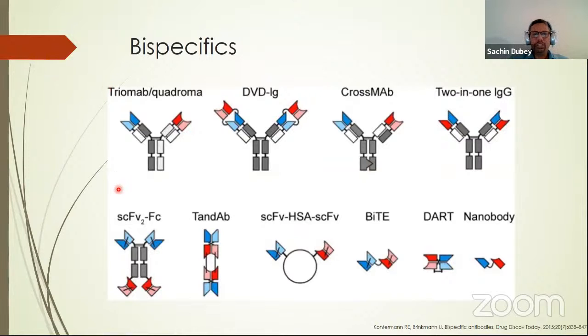This slide depicts only some of the quite crazy constructs which are there. I'm a CMC person, so from a CMC perspective, they are quite fancy. As you see here, the second arm over the other, the DVD format. There is this scFv2-Fc format, where in theory you don't have the big Fc part. The human serum albumin can be programmed to have 2 scFvs. Then there are BiTEs and DARTs and nanobodies and so on and so forth. So there are a variety of those.